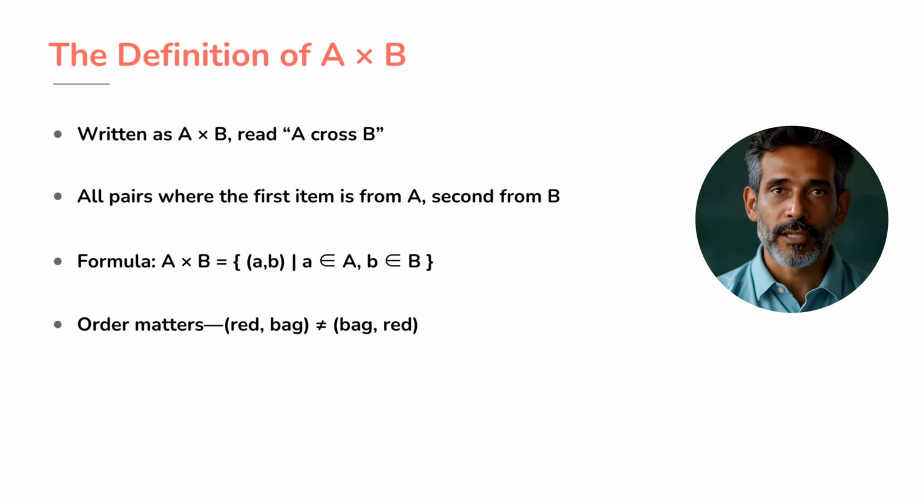One very important thing to remember: the order of elements matters a lot. For example, (red, bag) means something completely different from (bag, red). They are not the same pair because the positions of the elements have changed. And this is exactly why we call them ordered pairs, because the sequence determines their meaning. This idea of order is the foundation for understanding relations and how sets interact.